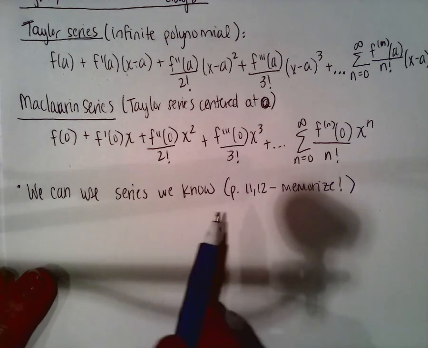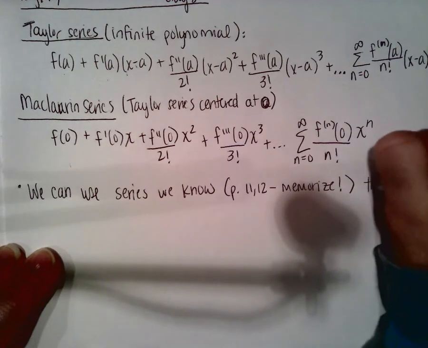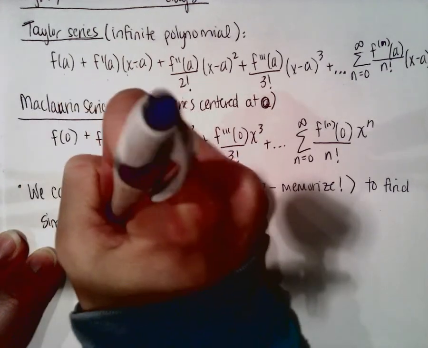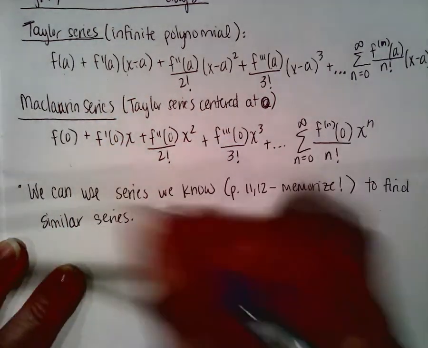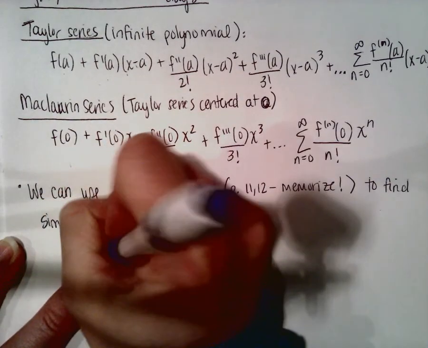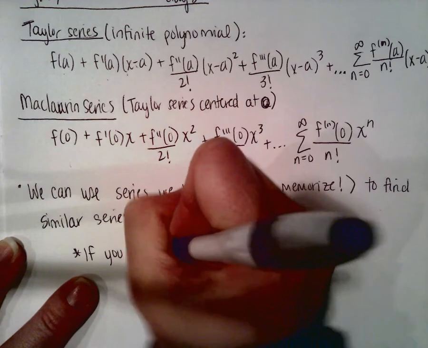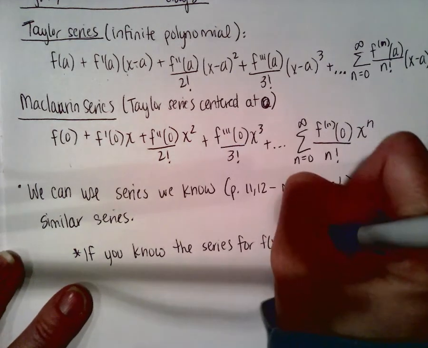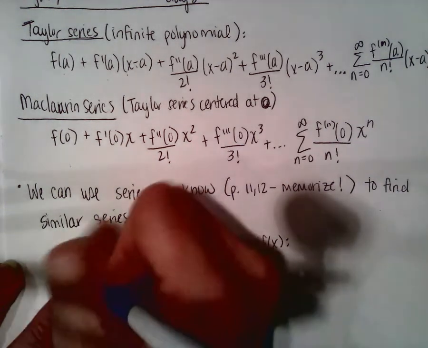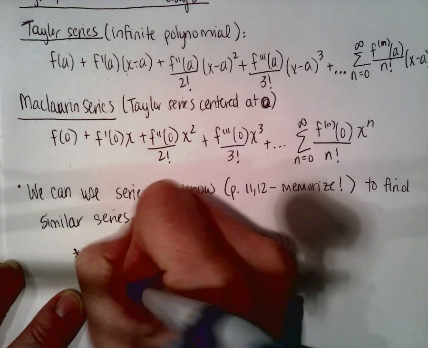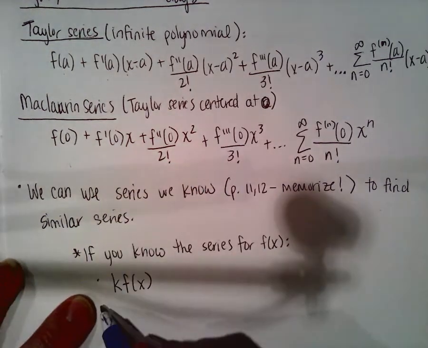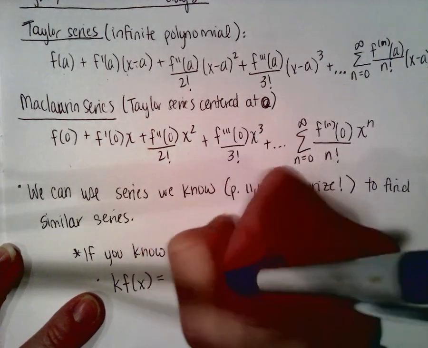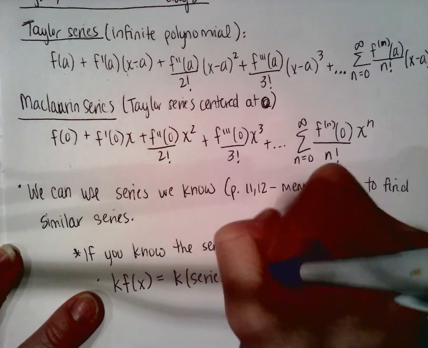So we can use series we know to find similar series. So here is the rule. If you know the series for f of x, then there are these 4 properties you can follow. The first one is, if you just multiply that function by some constant k, then the associated series would just be k times the series for f of x.